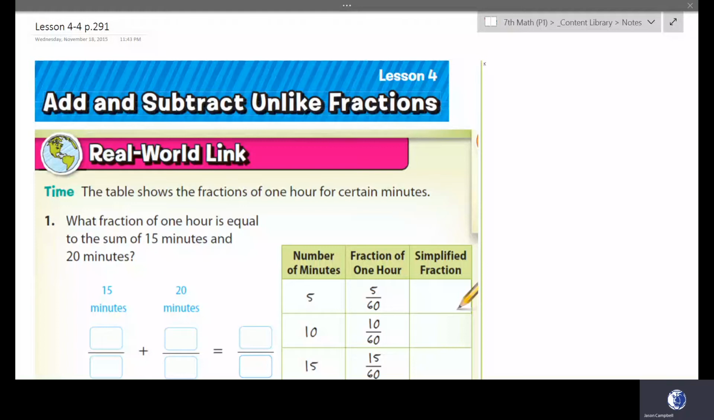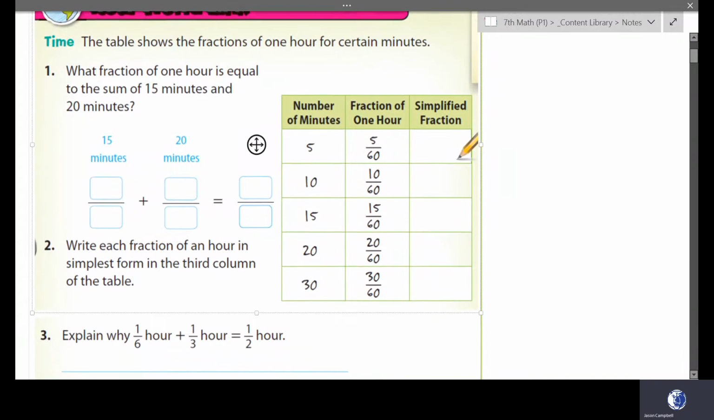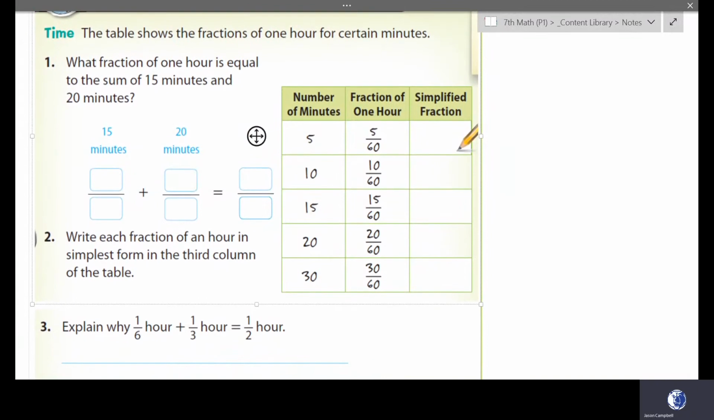Chapter 4, Section 4, Add and subtract unlike fractions. The table shows the fractions of 1 hour for certain minutes. What fraction of 1 hour is equal to the sum of 15 minutes and 20 minutes?